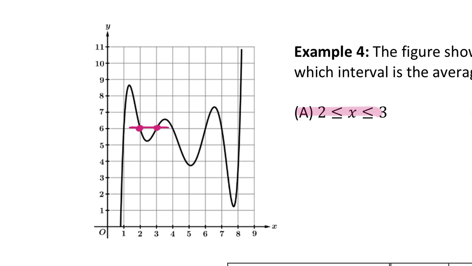Let's do the same thing for B. B says to make a secant line between 3 and 5. Do we see the dots at 3 and 5? I'm coloring this one blue personally, but what we're going to do is make a secant line. Basically, play connect the dots. Draw a line between them. That's a secant line.